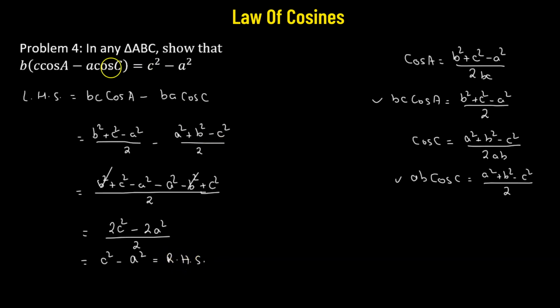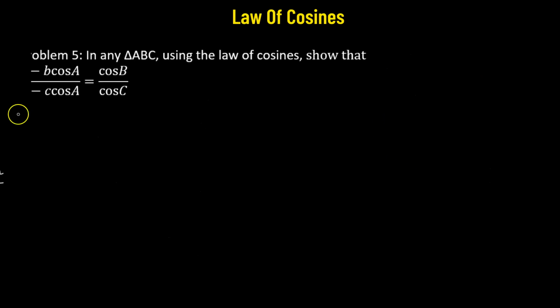So hence we have shown that B times (C cosine of A minus A cosine of C) is equal to C squared minus A squared by using the law of cosines. Let's move on to the final problem. Problem number 5. Let's start from the left hand side.